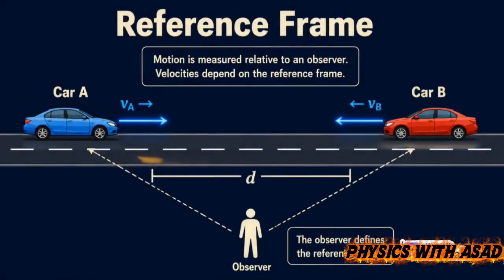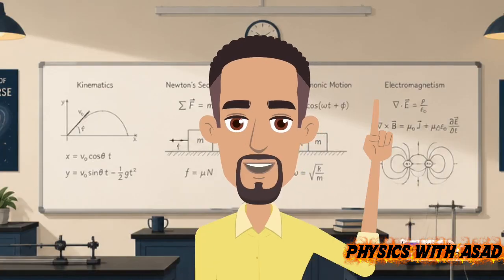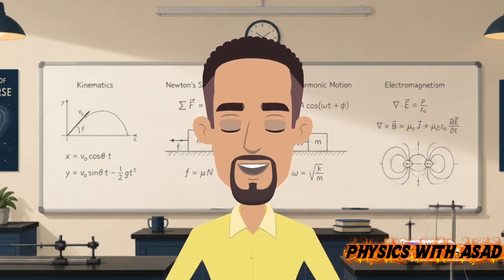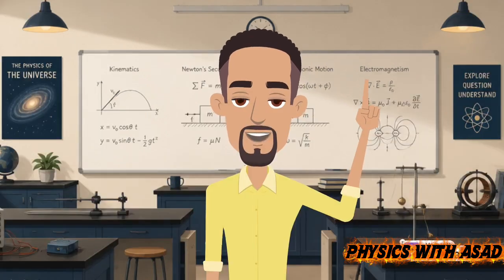Before we calculate anything, we need a reference frame, a fixed observer who measures all motion. From that observer's perspective, every velocity has a direction and a magnitude. Velocity is a vector, it has both magnitude and direction. We define a positive direction, usually to the right. Motion to the right is positive. Motion to the left is negative. This sign convention is the foundation of everything that follows.